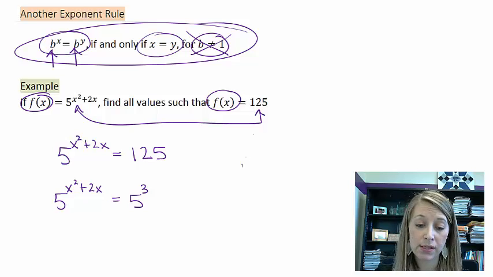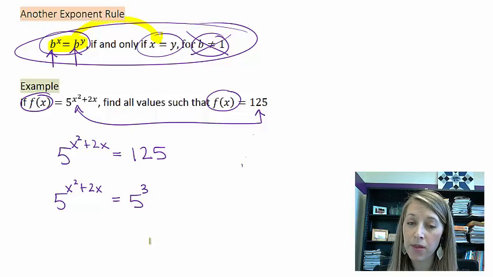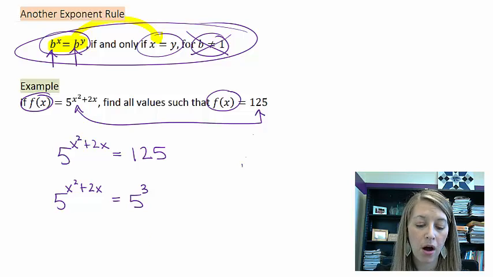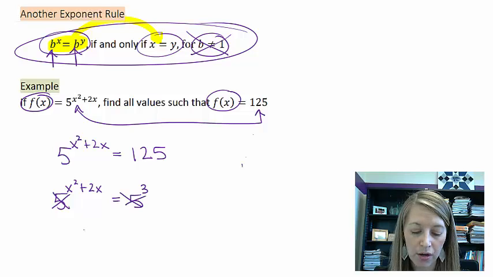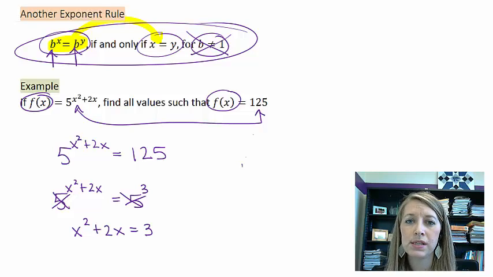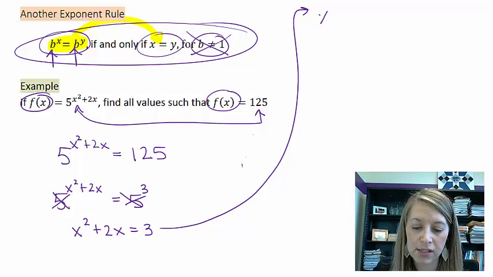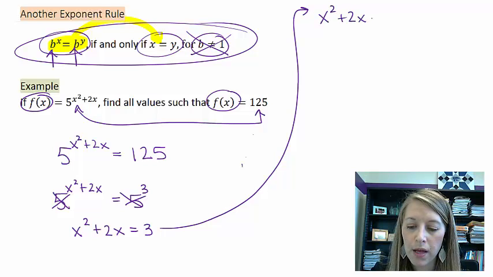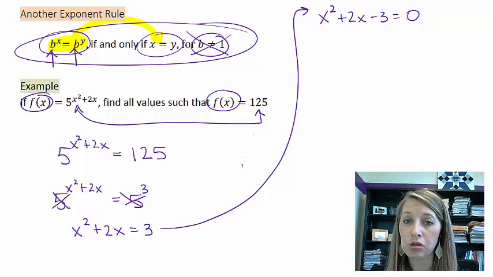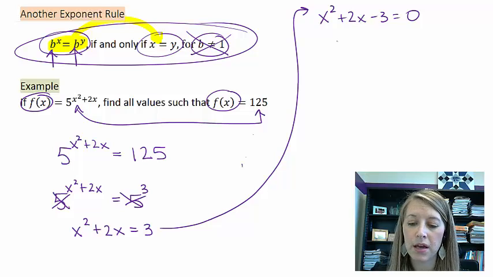Since my bases are the same, that's the first part of our rule, then that means we can basically drop the bases and just worry about where our exponents are equal to each other. So where is x squared plus 2x equal to 3? Well, this just reduces it down to a typical quadratic polynomial equation. I know the steps to that are first setting it equal to 0, and then solving it by whatever method we choose: factoring, quadratic formula, completing the square, or anything else.